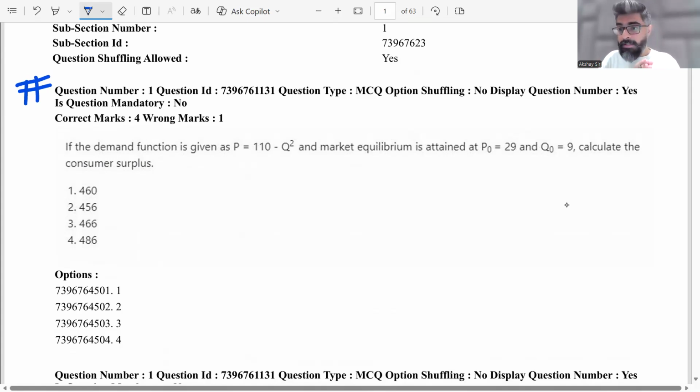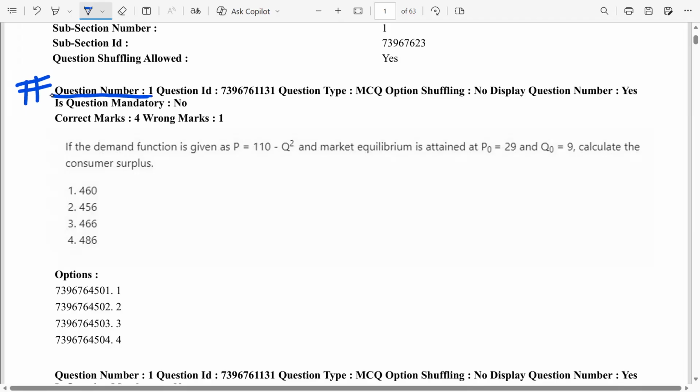Okay, let's quickly start from the discussion of question number 1 in this particular online lesson. Remember, every question you get 4 marks for a correct answer, you lose 1 mark for a wrong answer. So there is negative marking also. Let's look at question number 1.